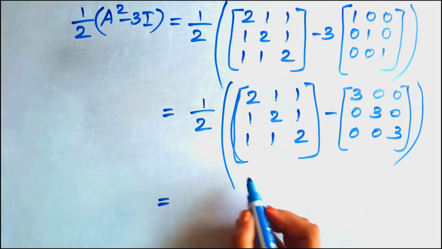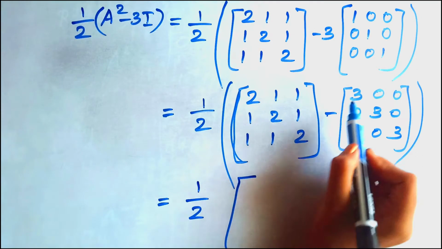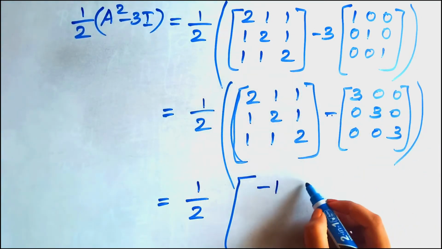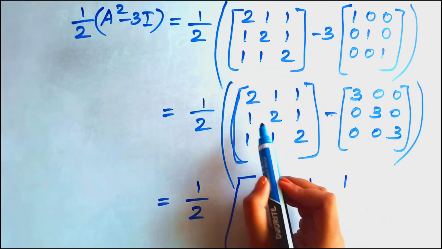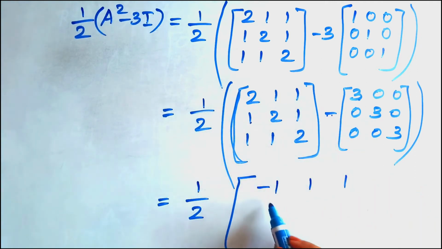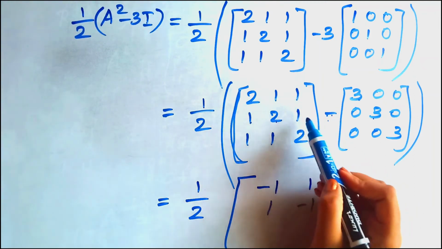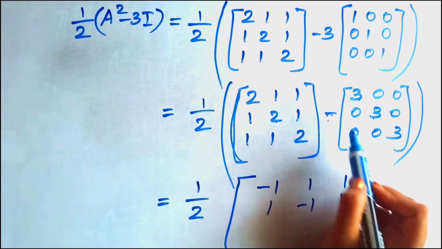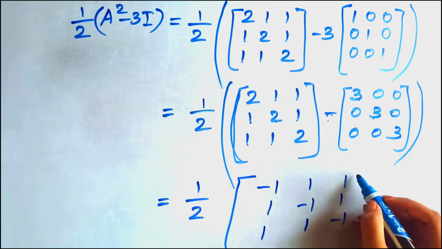If we subtract, we'll get, divided by 2, 2 minus 3, it will be minus 1, and 1 minus 0, it will be a 1, and then again 1 minus 0, it will be a 1, and then 1 minus 0, it will be a 1, and 2 minus 3, it will be a minus 1 here, and then 1 minus 0, it will be a 1, then again 1 minus 0 it will be a 1, and then 1 minus 0 it will be a 1, and 2 minus 3 it will be a minus 1.